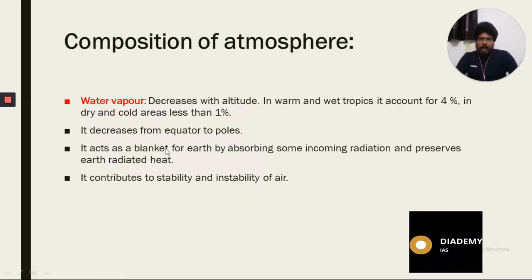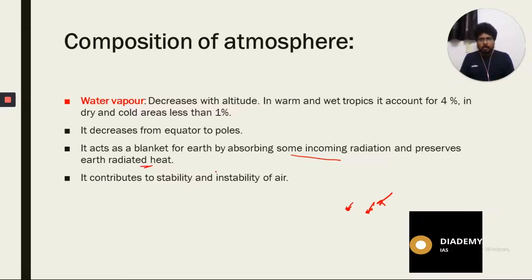And also the water vapor acts as a blanket for the Earth by absorbing some incoming radiation and preserving the Earth radiated heat. Carbon dioxide and water vapor do this special thing. They preserve the heat. They make sure the temperature on the Earth is maintained. So when the radiation is coming in, the water vapor will absorb some heat, because water can absorb heat, the latent heat of evaporation, the latent heat of condensation. All this shows us that water vapor can hold some heat in it. Okay? Because when water is evaporating, it is consuming some energy. So it has some energy in it while it is evaporating.